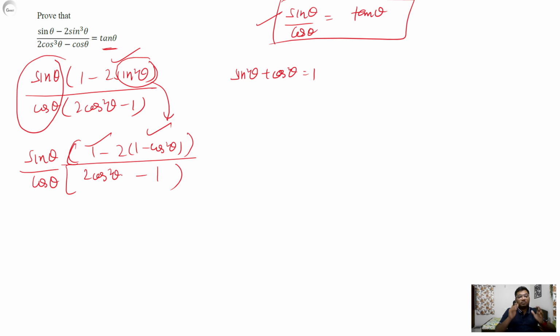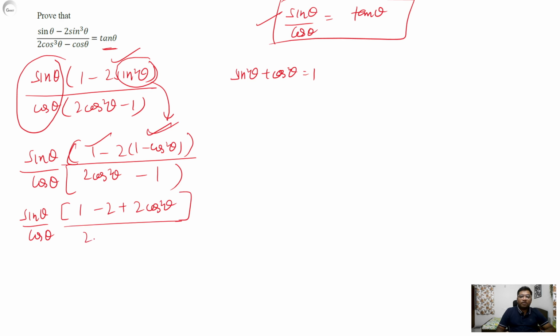Now if you see, there is still a hope. Now we can see some beacon of light, because there's a cos square in numerator and there's a cos square in denominator. So now we start praying. This is where we start hoping and praying, along with some maths, of course. So sine theta by cos theta times 1 minus 2 plus 2 cos square theta, over 2 cos square theta minus 1.